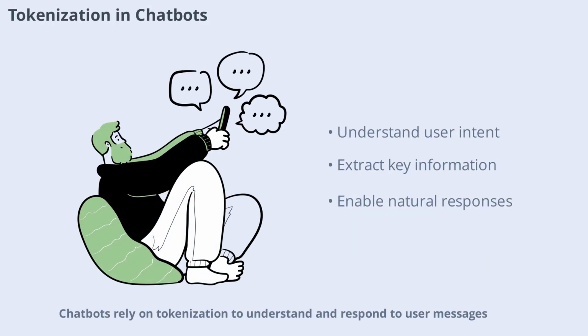Chatbots rely on tokenization to understand and respond to user messages. By breaking input text into tokens, chatbots can identify user intent, extract key information, and generate appropriate responses. Tokenization helps chatbots handle a wide range of queries, from simple questions to complex conversations, making interactions smoother and more natural.